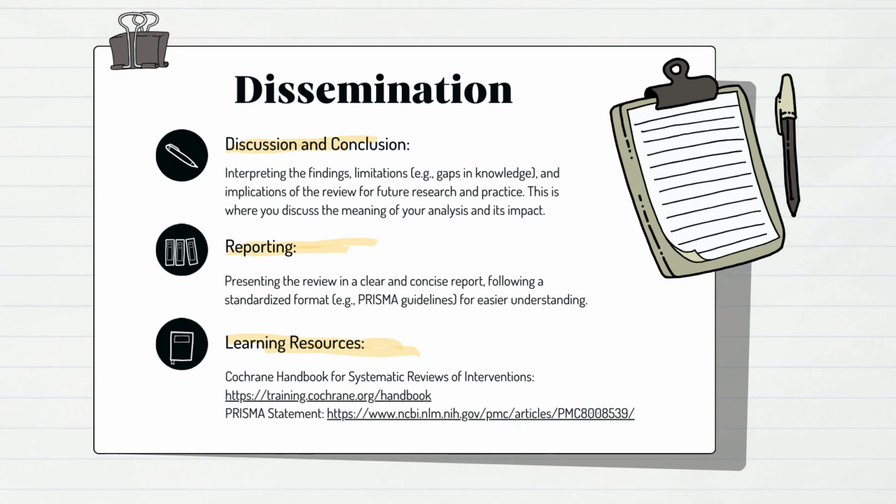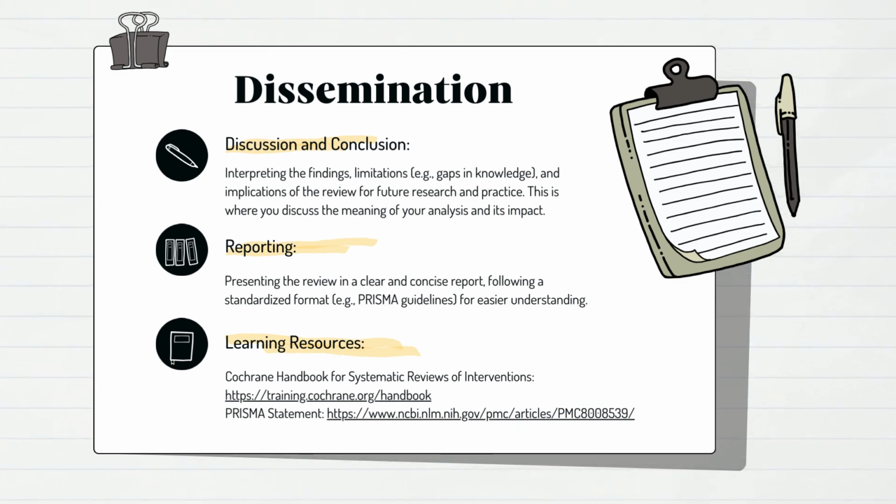Once the data extraction and analysis is complete, you can then explain your findings, any gaps and limitations, and implications of the review. This can then be reported in accordance with standardized guidelines such as PRISMA. Here are some resources covering the key stages of a systematic review in more detail and also what PRISMA guidelines are.